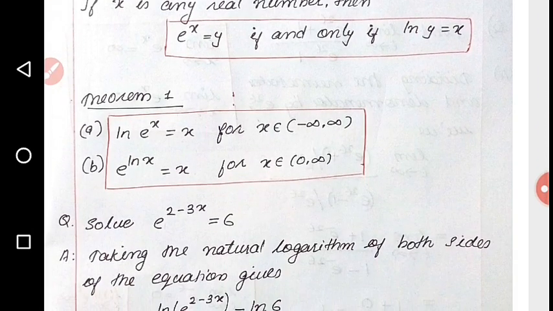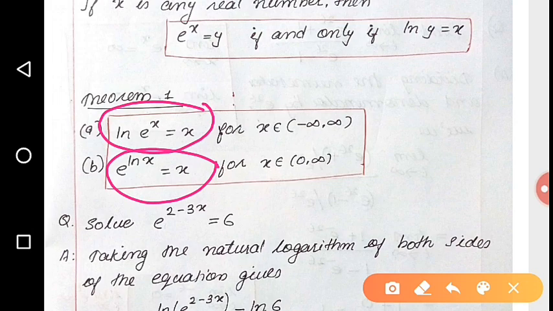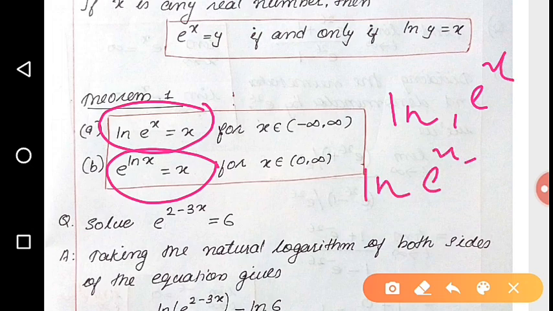And ln of e raised to x equal to x, also e raised to ln x equal to x. ln and exponential functions are inverse operations. ln of e raised to x is x. Similarly, e raised to ln x is also equal to x.